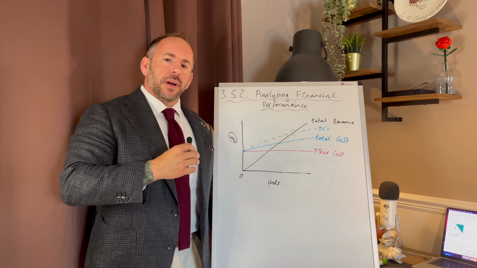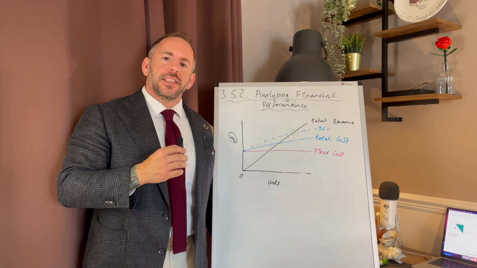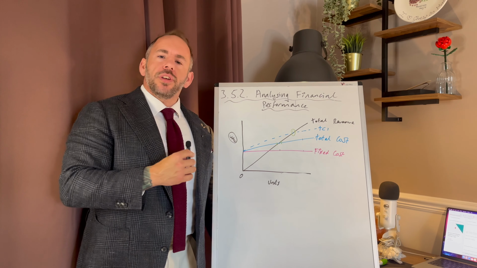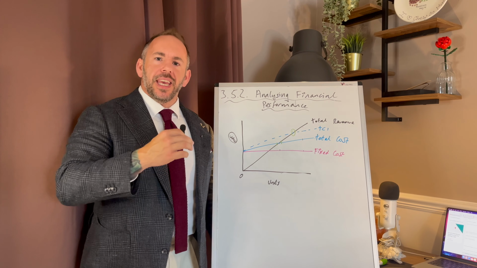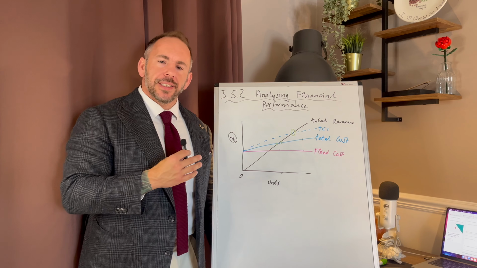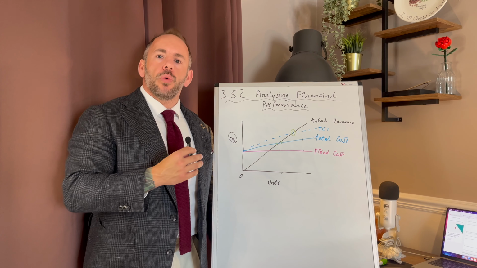Now, the last thing to know about break-even is they love playing with the lines. Again, this is a very popular multiple choice question. So what they'll say is, what's the impact on the break-even point if, and then they'll give you a scenario. So in here, I've drawn this dashed blue line. Hopefully you can see it. And I've called it TC1. So this is total cost 1.